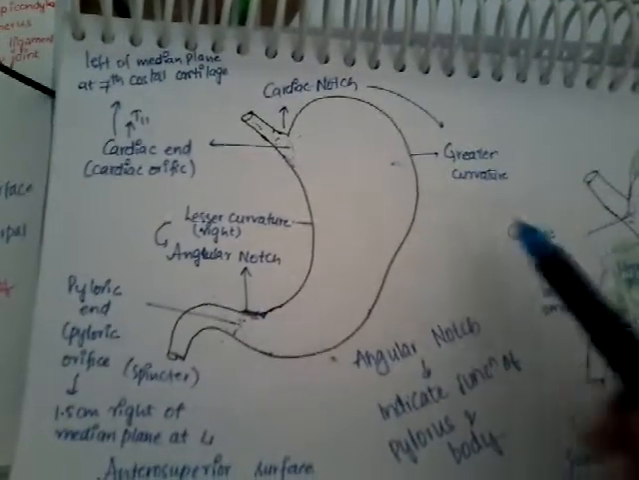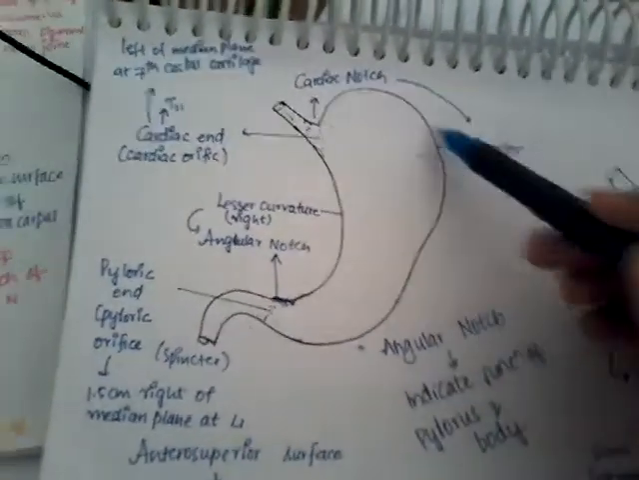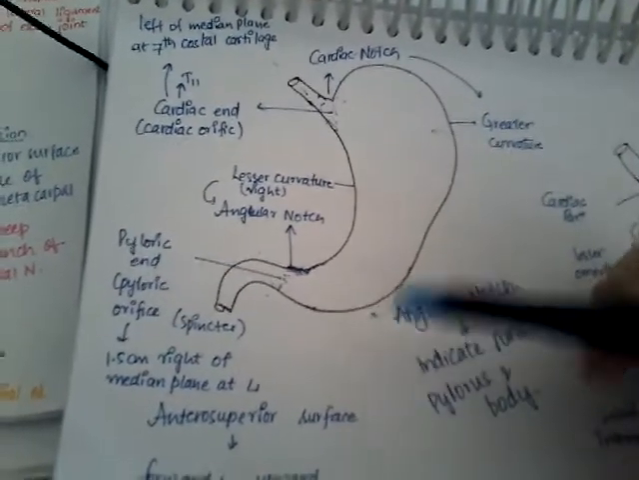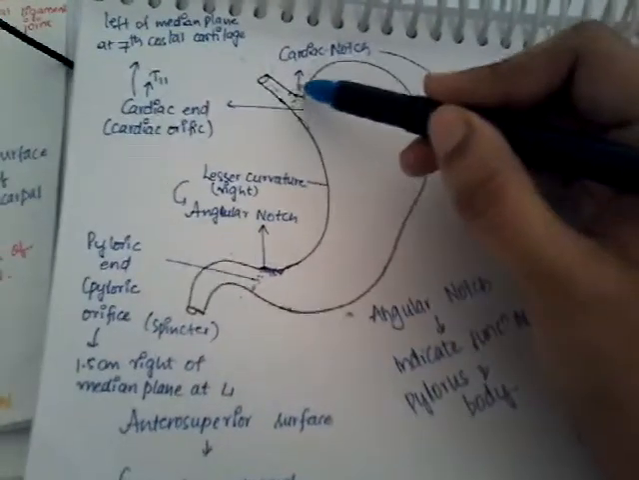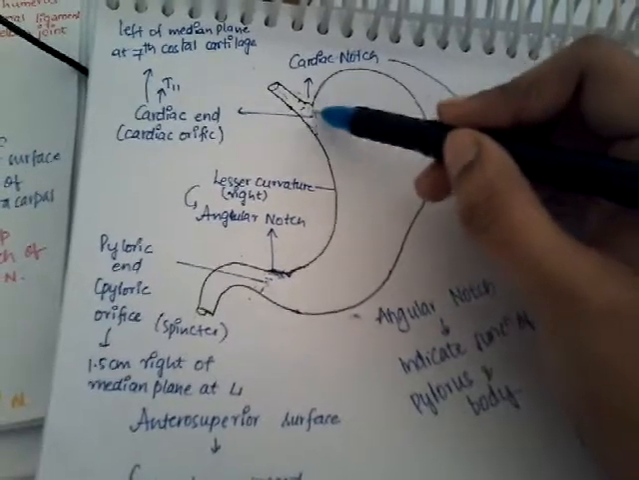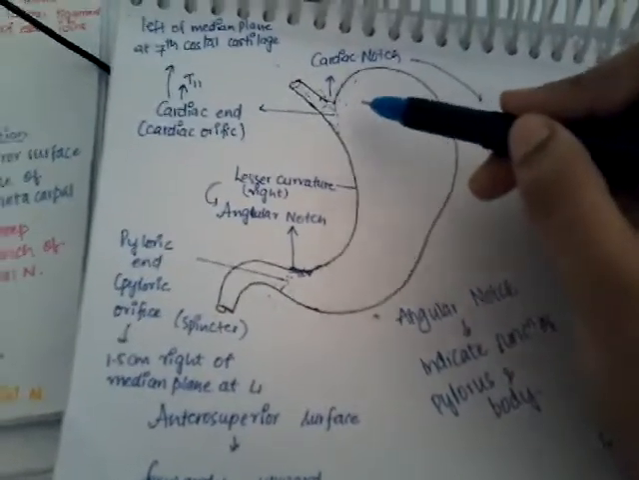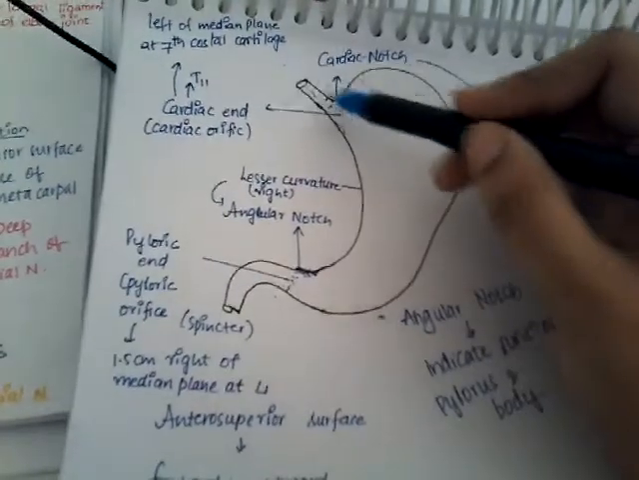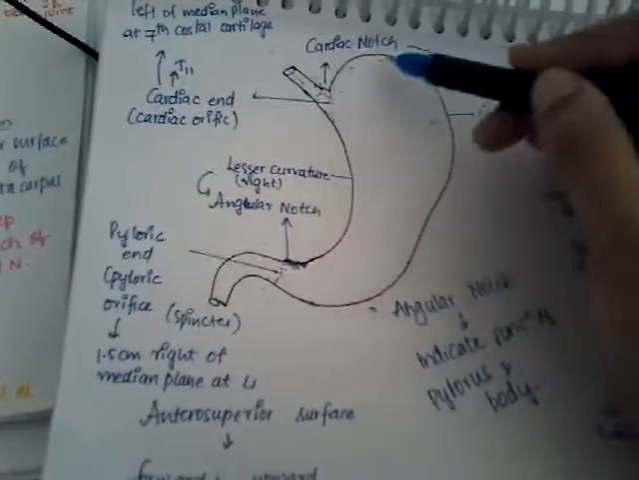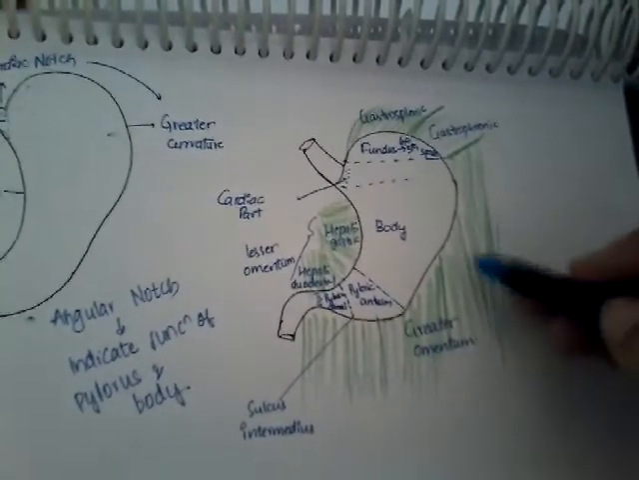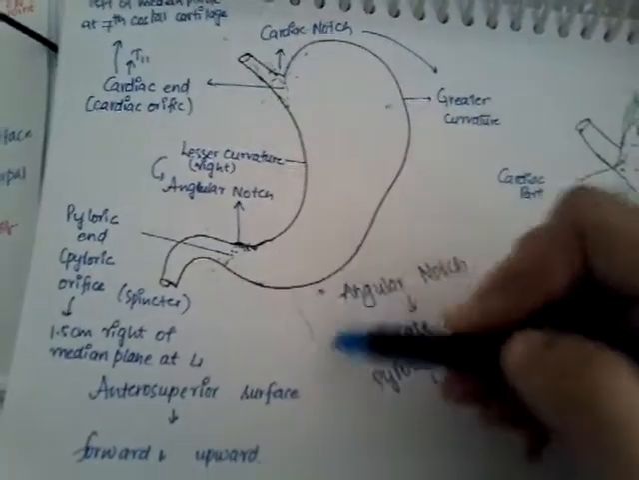Now coming to the greater curvature. The greater curvature is convex and it forms the long left border of the stomach. At the upper end of the greater curvature there is a cardiac notch. This cardiac notch will separate the stomach from the esophagus. The greater curvature provides attachment to the greater omentum. So, this is the greater omentum.